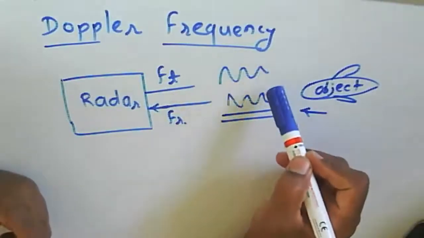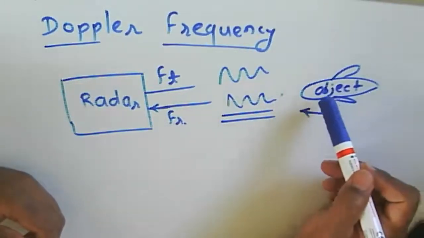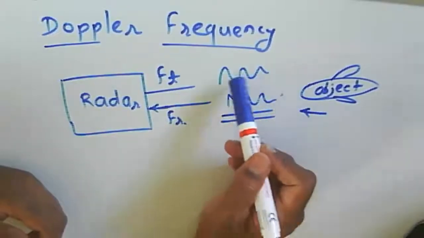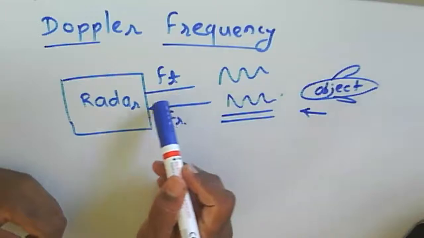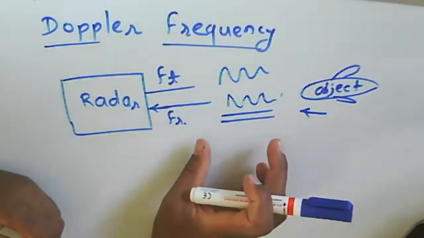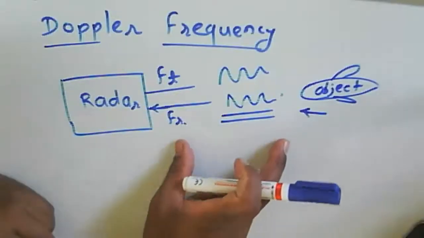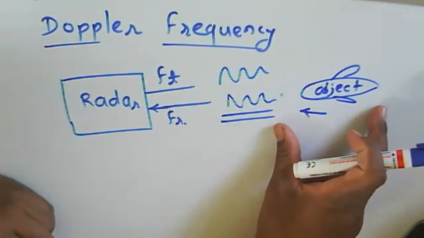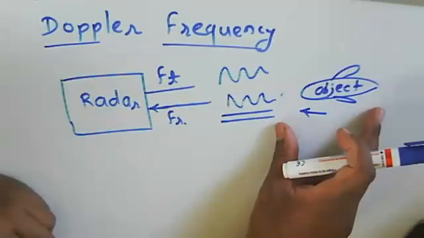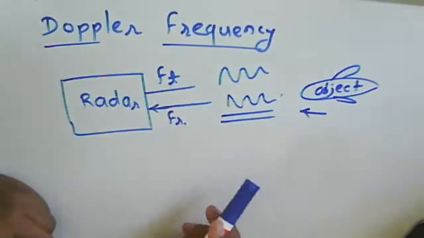We are sending a continuous signal, and that continuous signal is supposed to reach the object. Then the object reflects that particular continuous signal back. Next, we will get the echo at the radar. The same continuous signal will arrive here. Based on this continuous signal, we can say whether there is a variation in the speed of the object, whether it is towards the radar or away from the radar. That can be identified using the continuous signal.